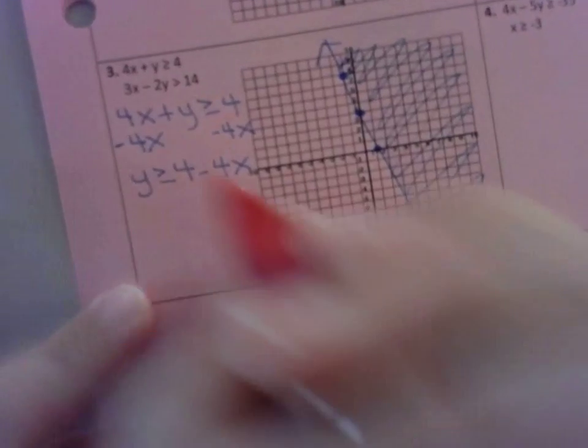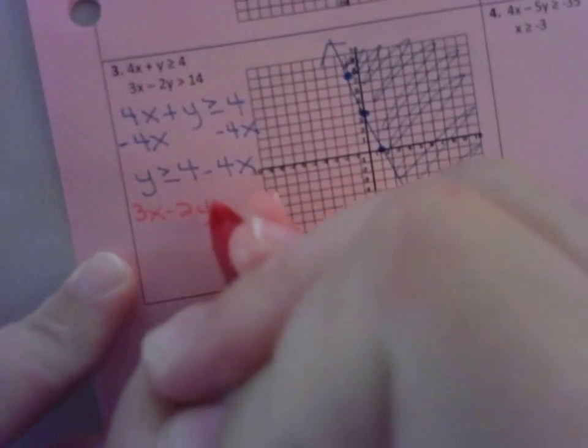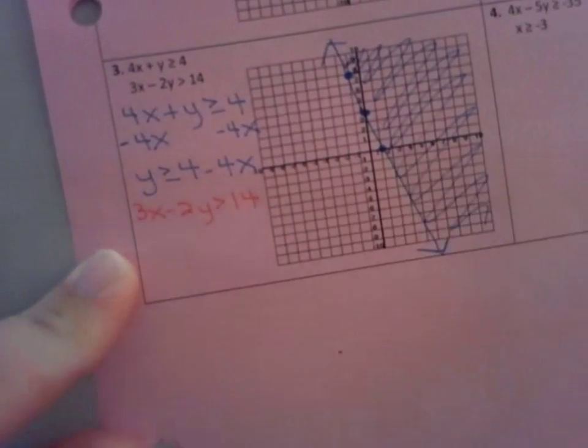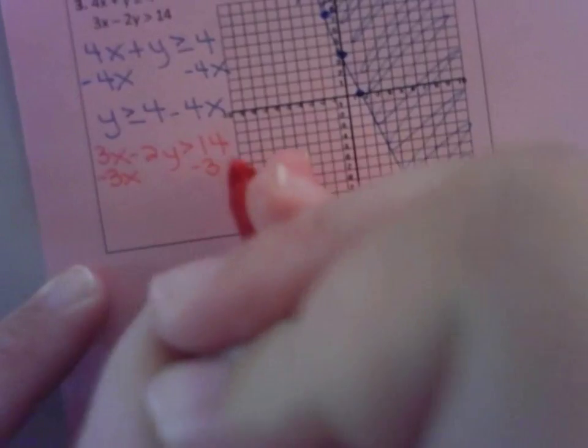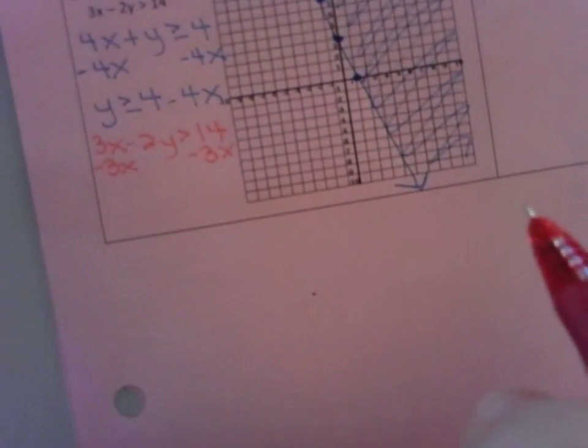Okay. Let's look at the bottom one: 3x minus 2y is greater than 14. Okay, how do I solve this for y? Minus 3x, because there's no sign in front, so we assume it's positive. Don't forget the negative with the y. So negative 2y is greater than 14 minus 3x.